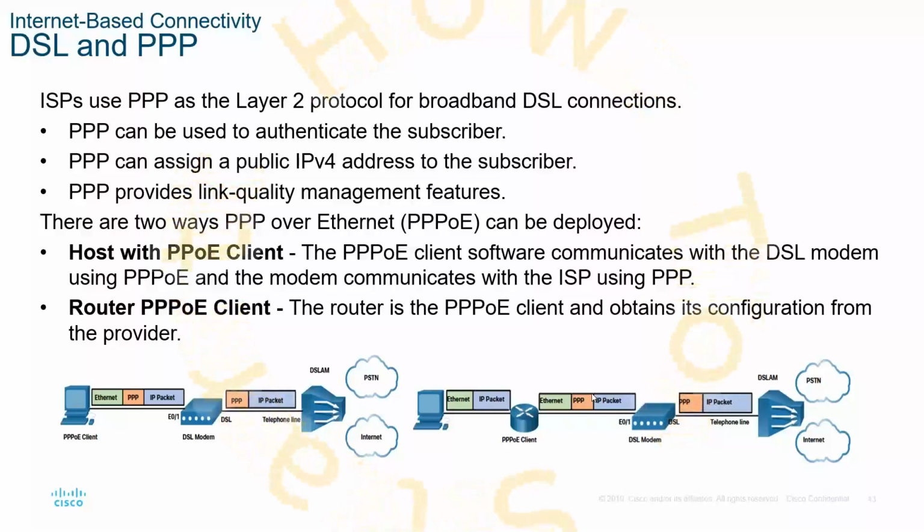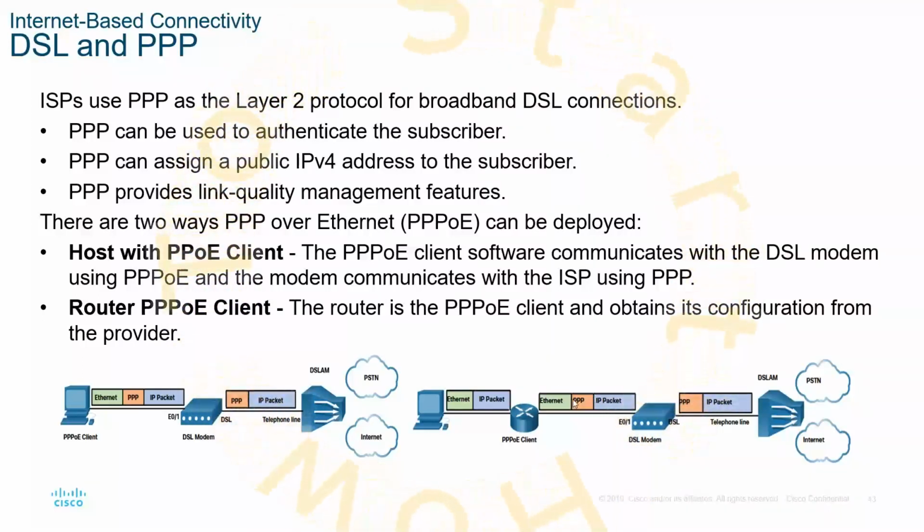Older DSL used the PPP, or point-to-point protocol. Now it may be the point-to-point over Ethernet protocol, and it did require DSL to have a sign-on packet. So PPP was used to authenticate the subscribers using DSL. PPP was also used to assign addresses to the subscriber. There are two types of PPP over Ethernet. That is host-based or router-based.